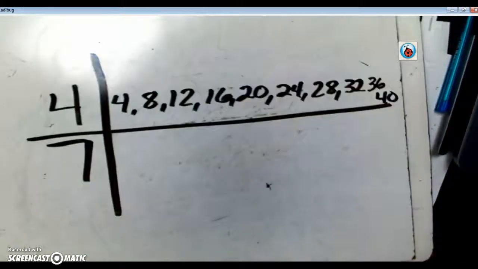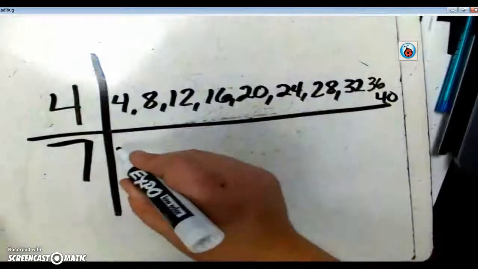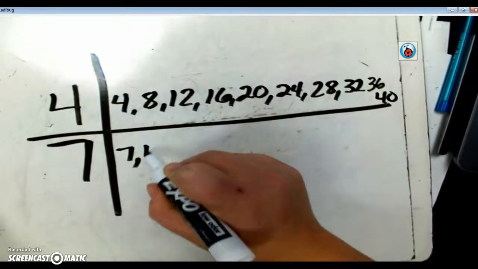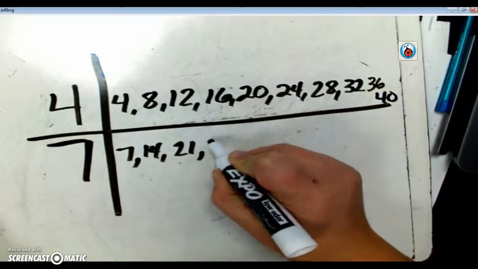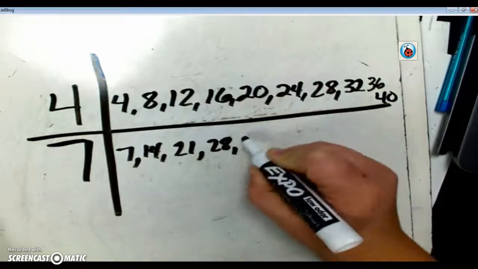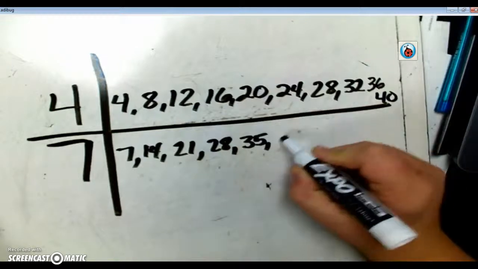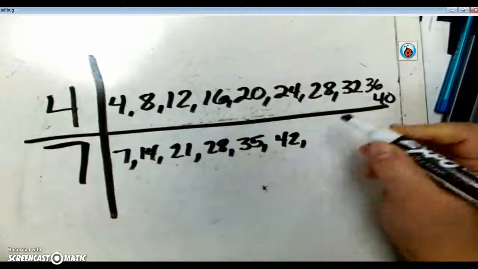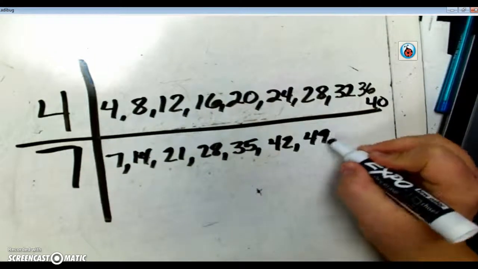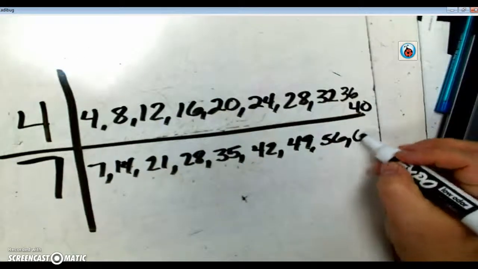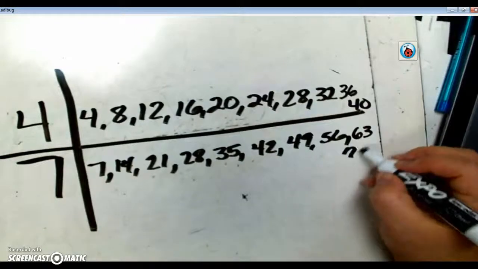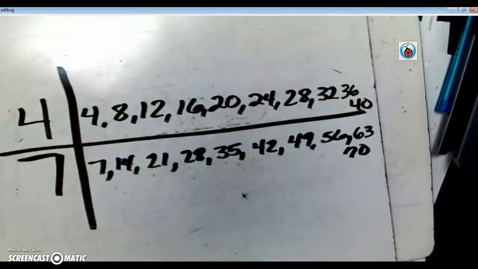Okay, we'll stop there. Who thinks I can do 7? 7 times 1 is? 7 times 2? Times 3? Times 4? Times 5? Times 6? Times 7? Times 8? Times 9? Times 10? Woo! Some of you are good.